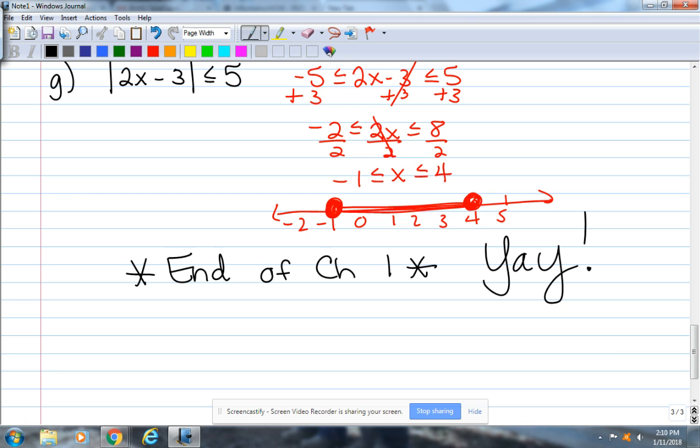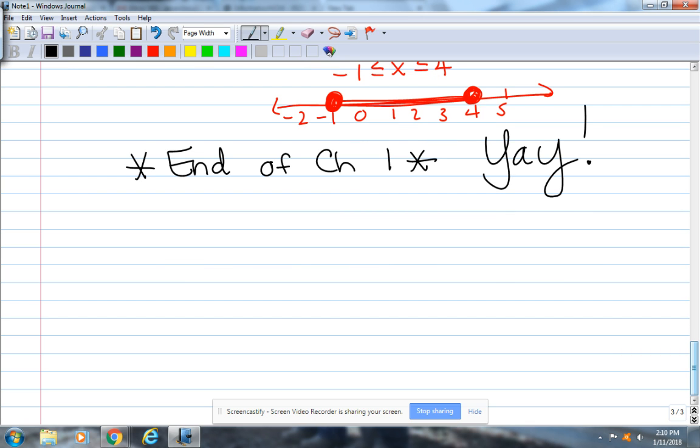Okay. So guess what we're going to do now? We're going to start chapter 2. But we're not going to do much. Now, chapter 2 is really a graphing chapter. So we're going to save our graphing until tomorrow. We're going to talk about slope and graphing with slope-intercept form tomorrow, if we're here. If we're not here, whatever day we come back, that's what we'll do.